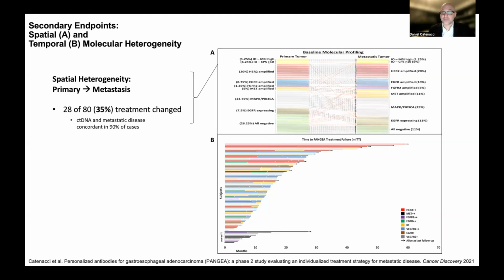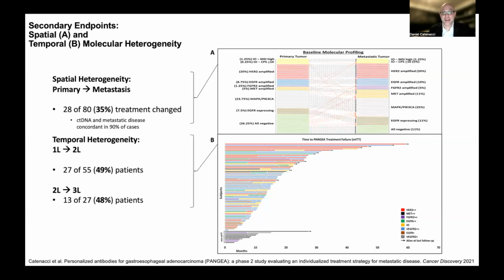account for that. The next thing we learned was that upon transition from first line to second line therapy, of the patients that had progression and changed to second line therapy and had the ability of getting a biopsy of their progressing lesion, about half of them changed their biomarker group compared to what they were assigned to in the first line setting. And so this is significant heterogeneity. And then similarly, from the transition to second line to third line, about half of the patients also transitioned.